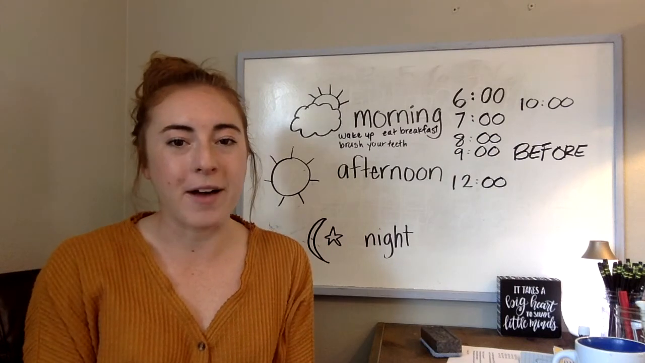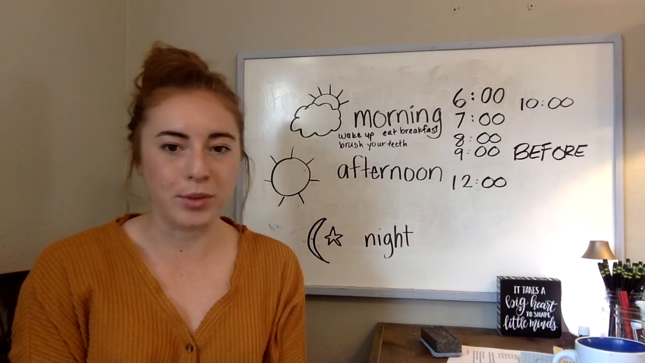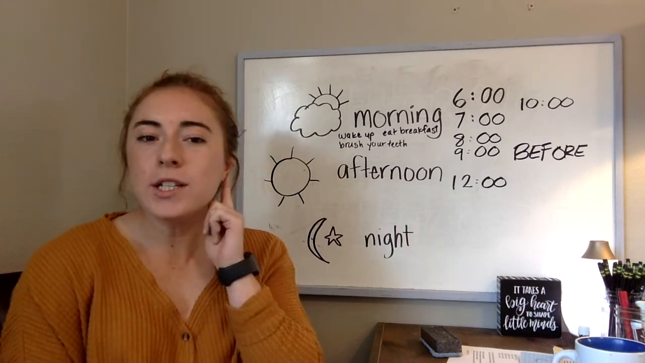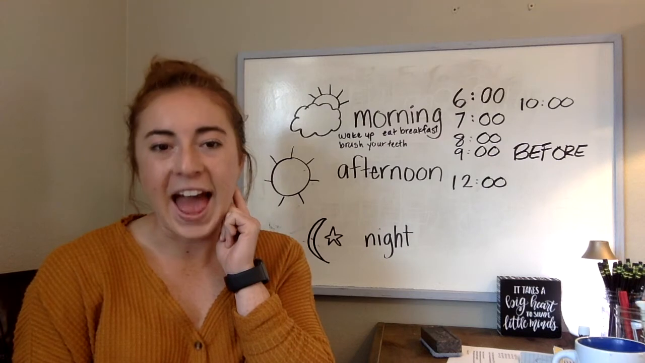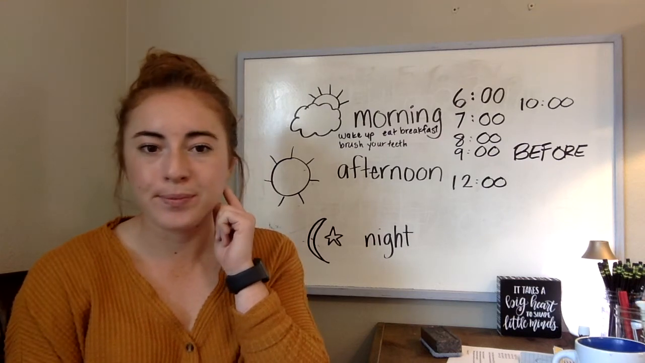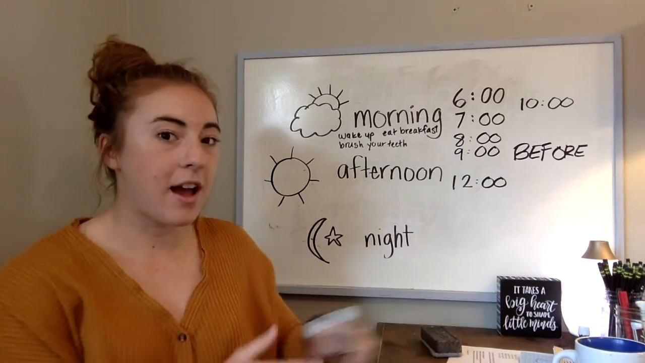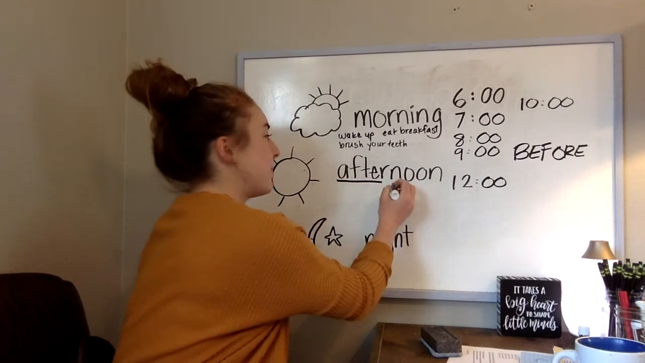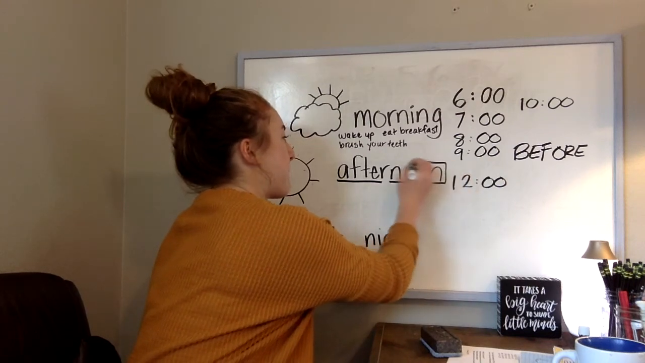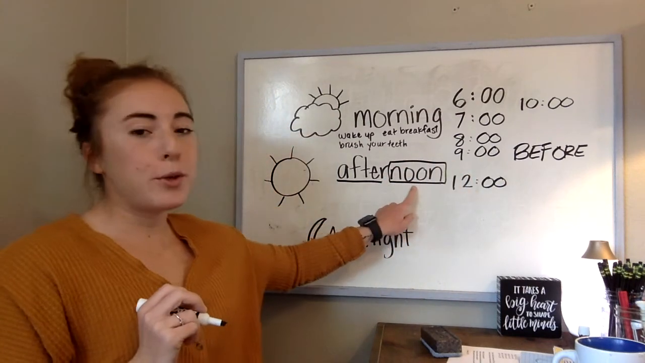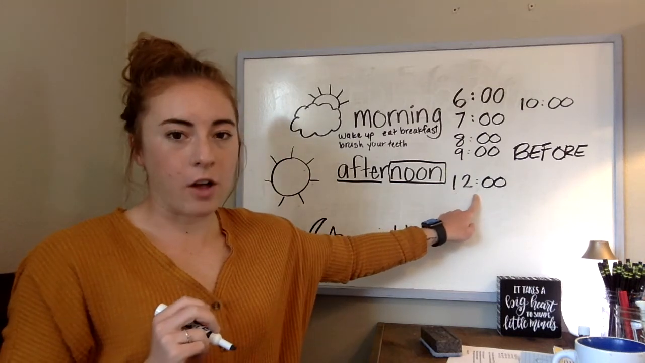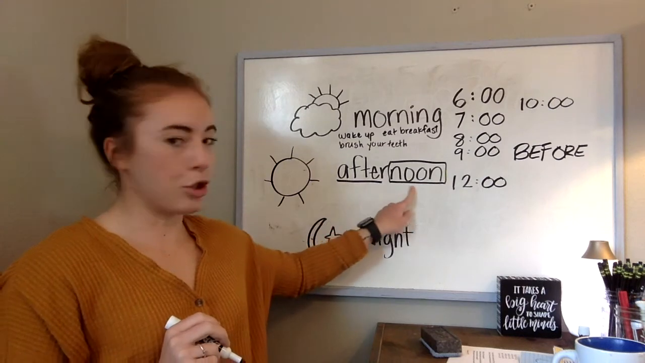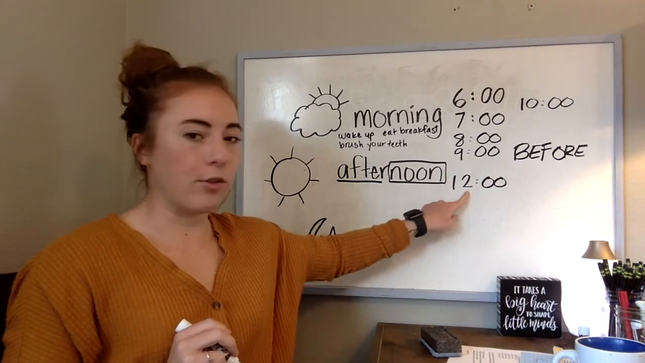Now we're going to talk about activities in the afternoon. Can you say afternoon? Great. What do you hear when I say afternoon? I hear two words. I hear the word after and noon. The word noon means 12 o'clock. So noon means 12. So afternoon means after 12 o'clock.